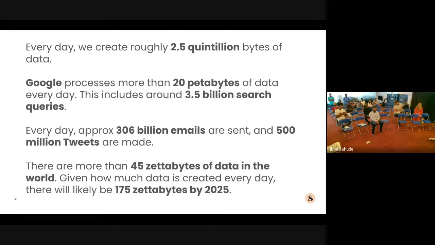So every day we are roughly creating 2.5 trillion bytes of data. Google processes more than 20 petabytes of data every day. This includes 3.5 billion search pages itself. More than 306 billion emails are sent every day, 500 billion plus tweets, and altogether, currently we are producing 45 zettabytes of data in the world every year. And if the situation doesn't change and we keep moving ahead, it's going to be 175 zettabytes by 2025. So it's huge.